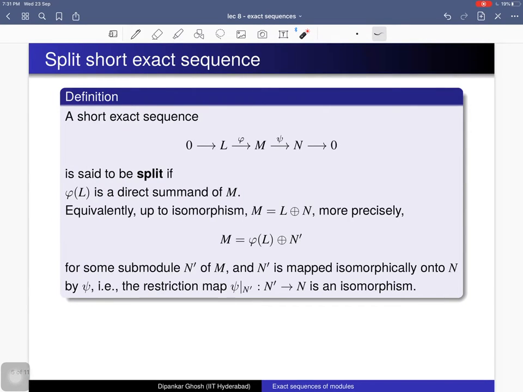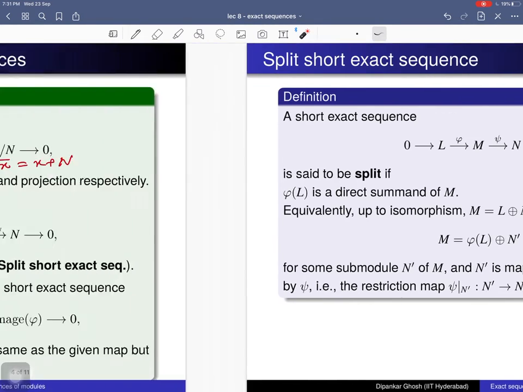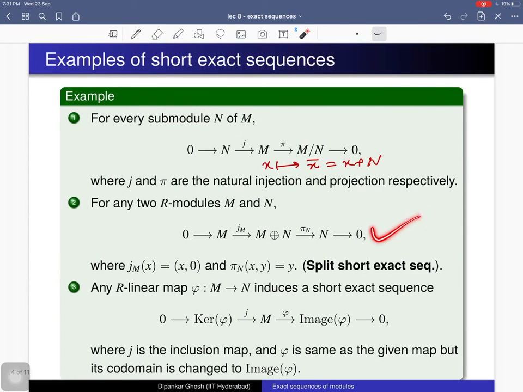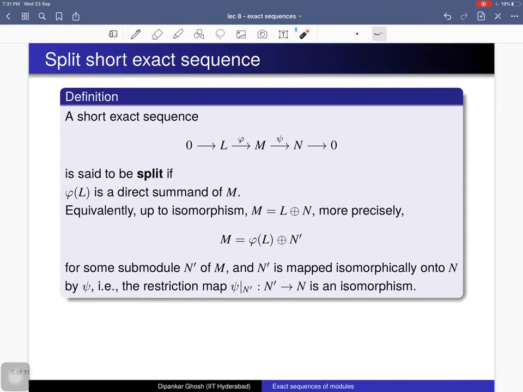Here we define what a split short exact sequence is. We have already said that if a short exact sequence is isomorphic to this kind of short exact sequence, then we call it a split short exact sequence. So, here is the precise definition. A short exact sequence is a split short exact sequence if the image of this map, that is phi of L, is a direct summand of M. And what do I mean by that?